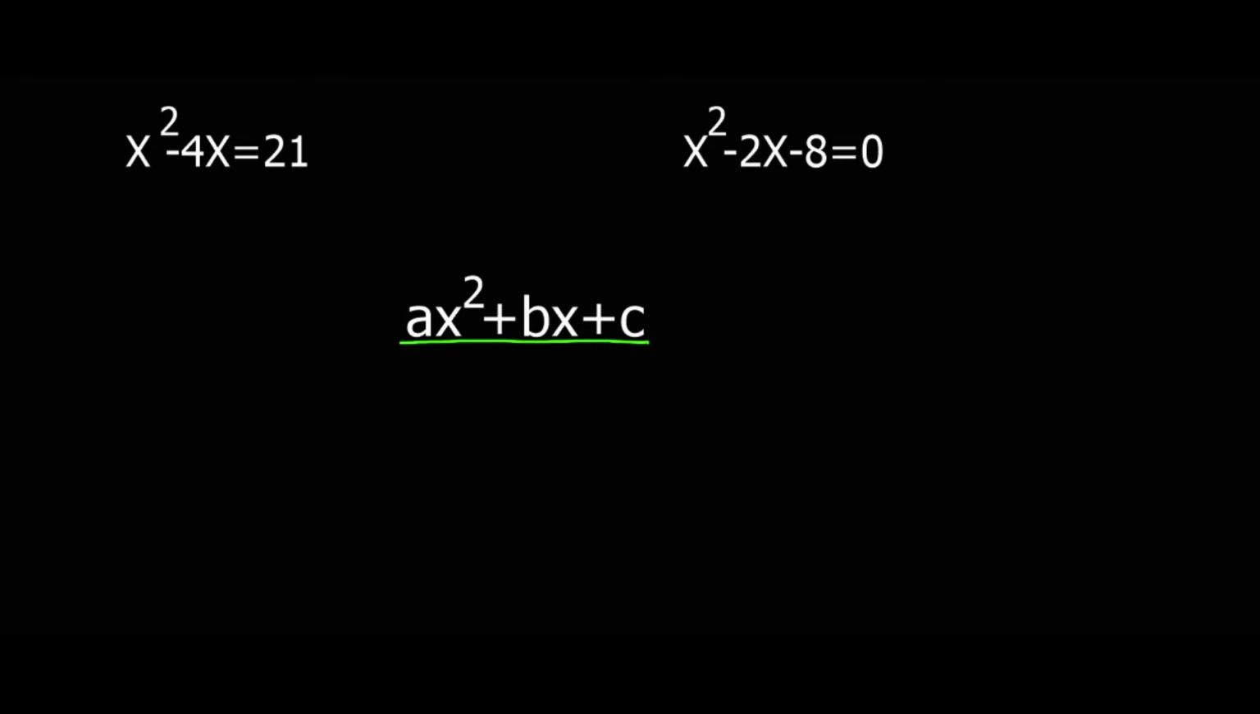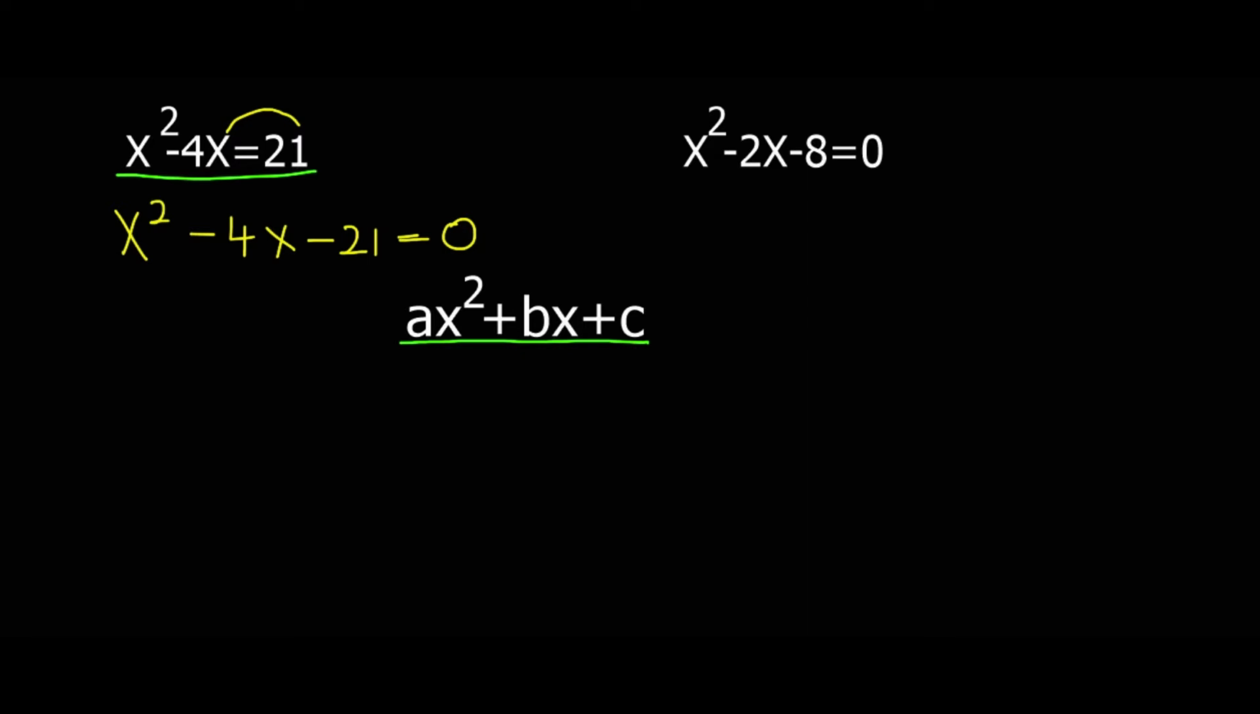Step number 1, we solve these equations. We want one side to be in the form of ax squared plus bx plus c, and then the other side to be 0. You can see that for this one we have x squared minus 4x equals 21. So we make one side 0, and the other side in the form of ax squared plus bx plus c. This means we will have x squared minus 4x minus 21. We take 21 to the other side, it changes sign and becomes negative, and we remain with 0 on this side.